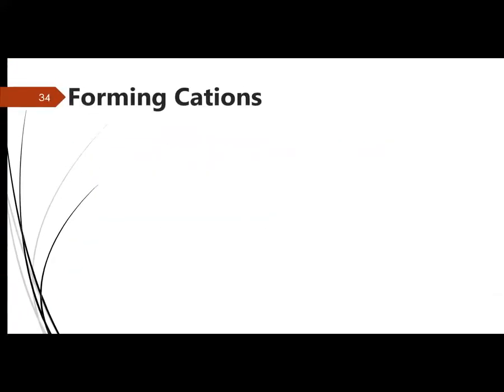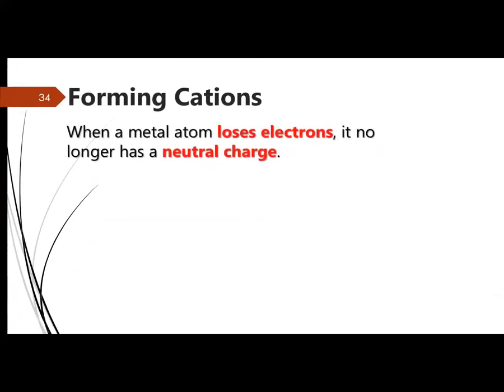So that means that our metals should form cations. And this is happening because they're losing those electrons. So let's look at sodium as an example. Sodium is losing one electron here. This one is going to be our electron.